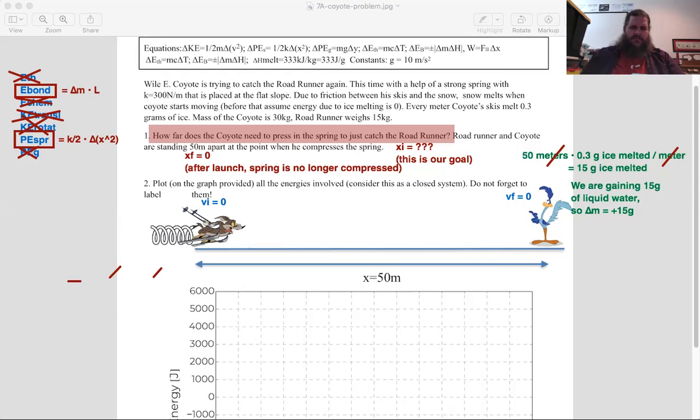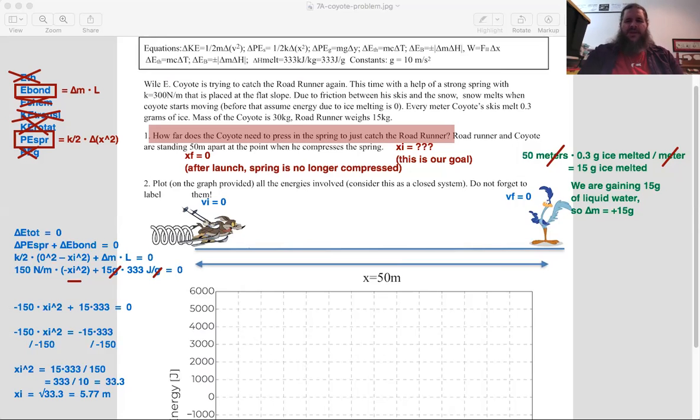specifically 5.77. So that's the compression. You're going to need to compress the spring almost 6 meters and then launch it. So a huge amount of compression. Any questions on that?